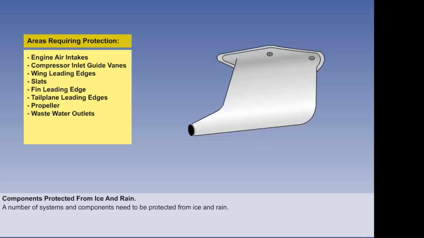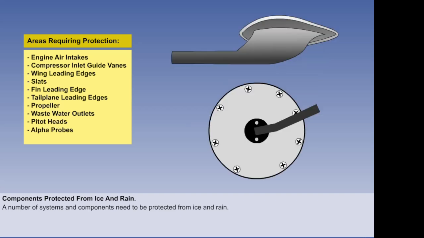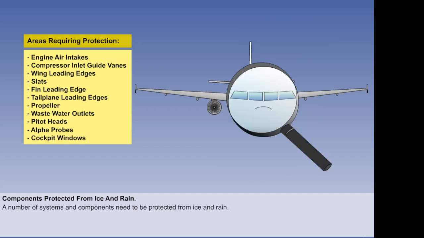Waste-water outlets and water lines in unheated parts of the fuselage will freeze up in flight any time the temperature is below zero, so they need to be heated. Any probes sticking out into the airflow, such as pitot heads and alpha probes, are susceptible to icing and need to be protected. These small components are usually electrically heated. Finally, cockpit windows need to be protected from both ice and rain.